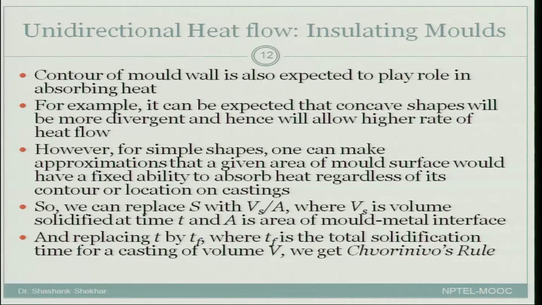For that we assumed that the 3-dimensional objects we are taking into consideration are simple geometries, and based on those assumptions we were able to get TF as a function of V and A, A being the metal mold interface area. So we were able to get these equations using the insulating mold condition.